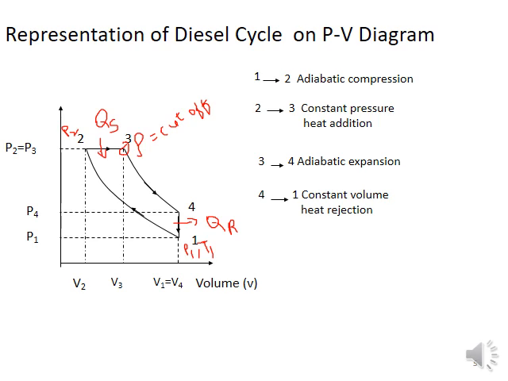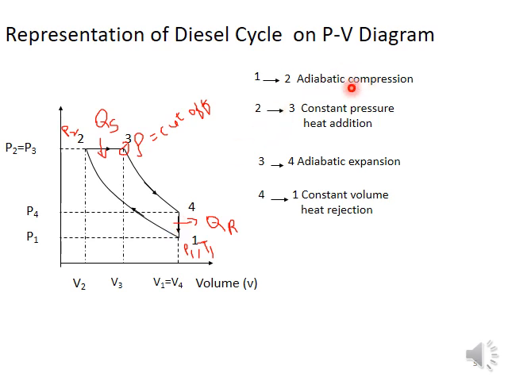Coming to the 4 to 1 process, it is a constant volume heat rejection. Here the heat is rejected to the cold body at constant volume, so the pressure and temperature decrease. Observe that the pressure decreases from P4 to P1, back to the initial state. Thus the cycle completes. No work is done and there is a decrease in internal energy.